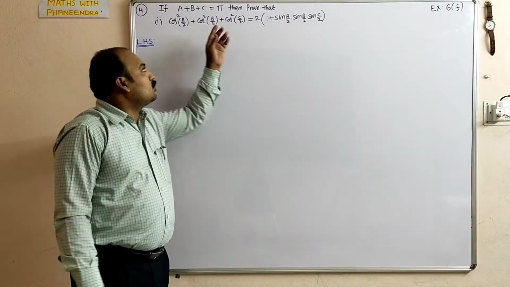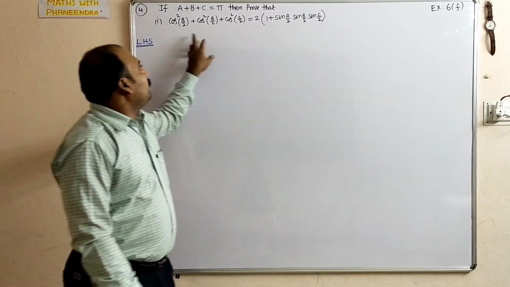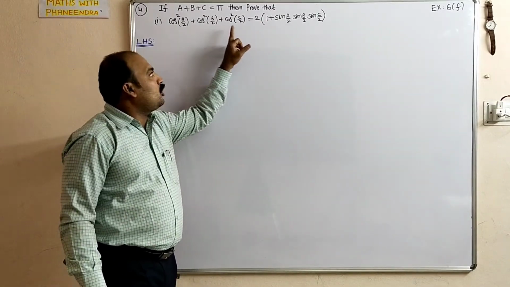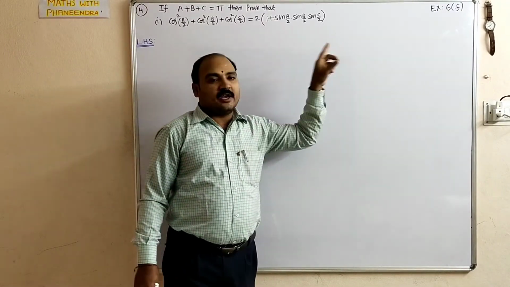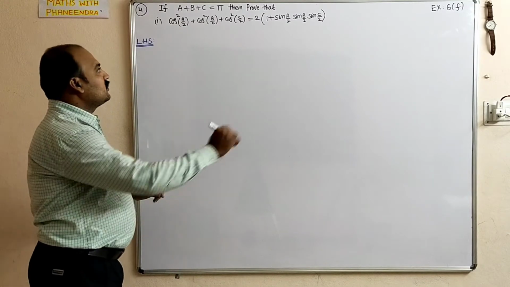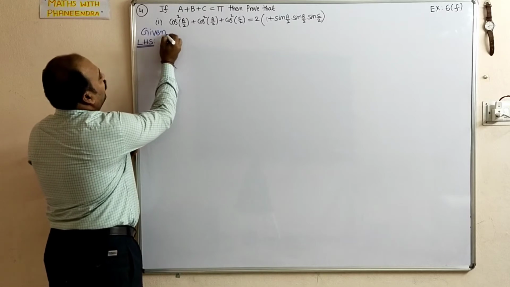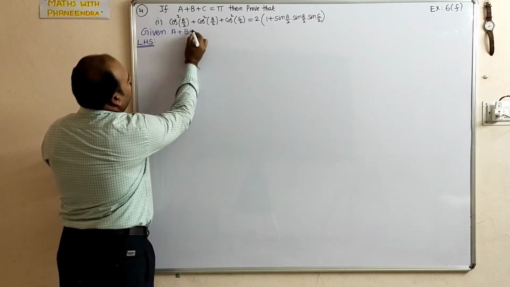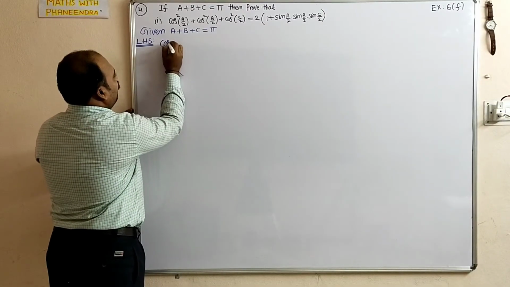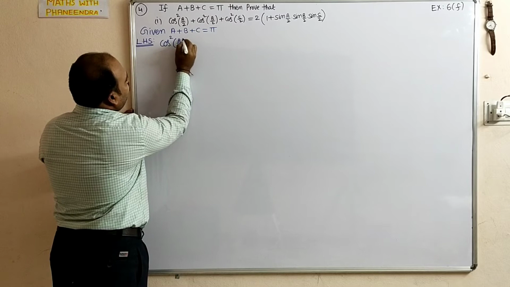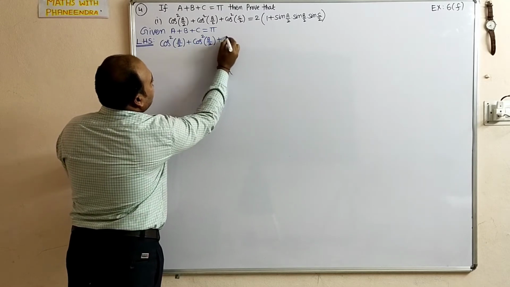The next question, fourth question. If A plus B plus C equal to pi, then prove that cos square A by 2 plus cos square B by 2 plus cos square C by 2 equal to 2 times 1 plus sin A by 2 sin B by 2 sin C by 2. See here, first given A plus B plus C equal to 180, that means pi. Now consider LHS: cos square A by 2 plus cos square B by 2 plus cos square C by 2.